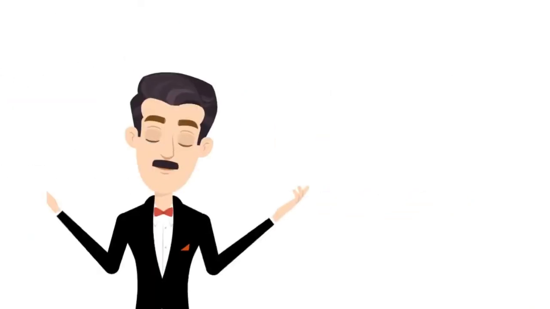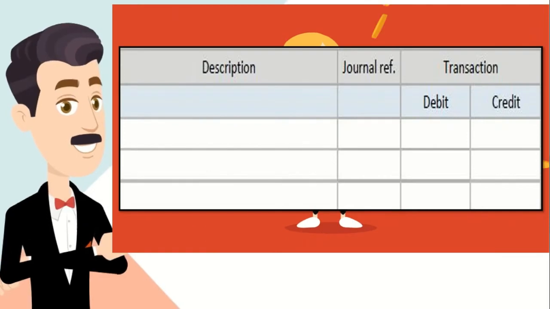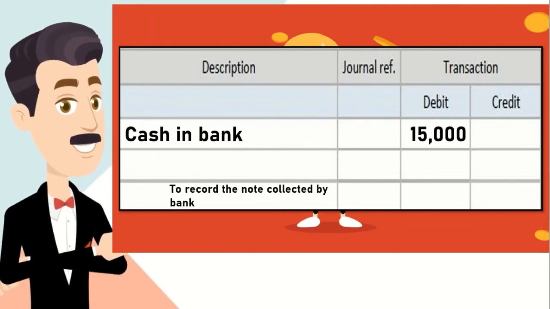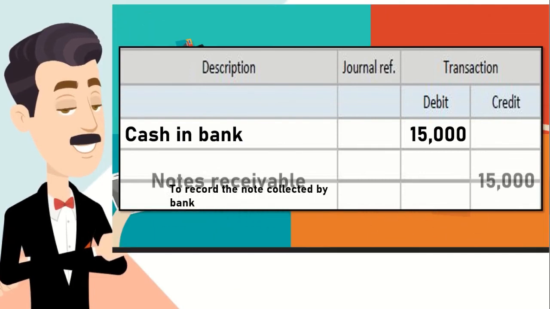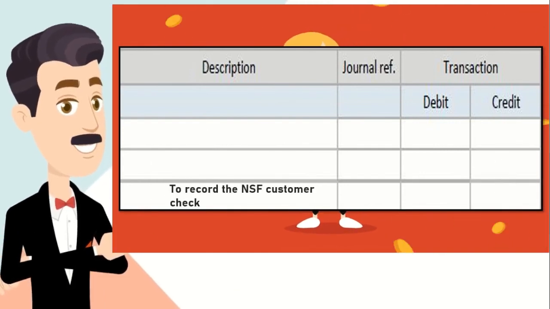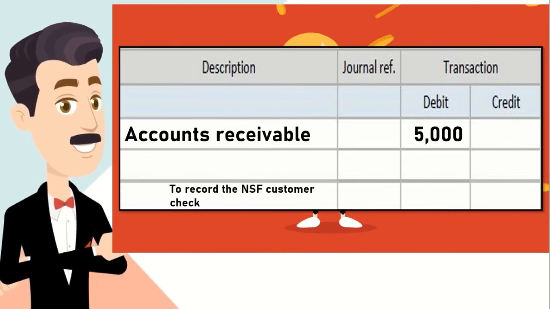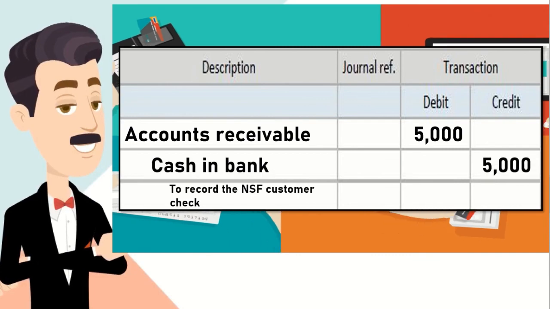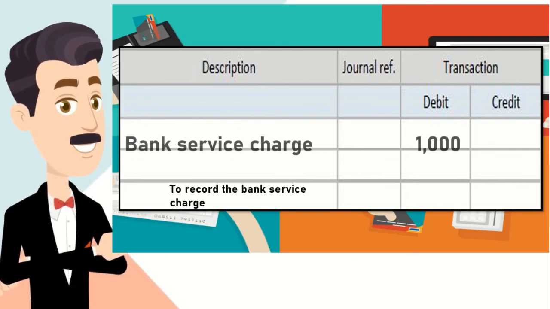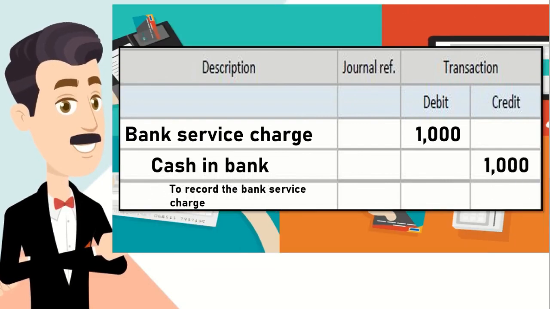Based on the previous illustration, the necessary adjusting entries to be prepared are: to record the note collected by the bank, debit, cash in bank, 15,000, and credit, notes receivable, 15,000. To record the NSF customer check, debit, accounts receivable, 5,000, and credit, cash in bank, 5,000. To record the bank service charge, debit, bank service charge, 1,000, and credit, cash in bank, 1,000.